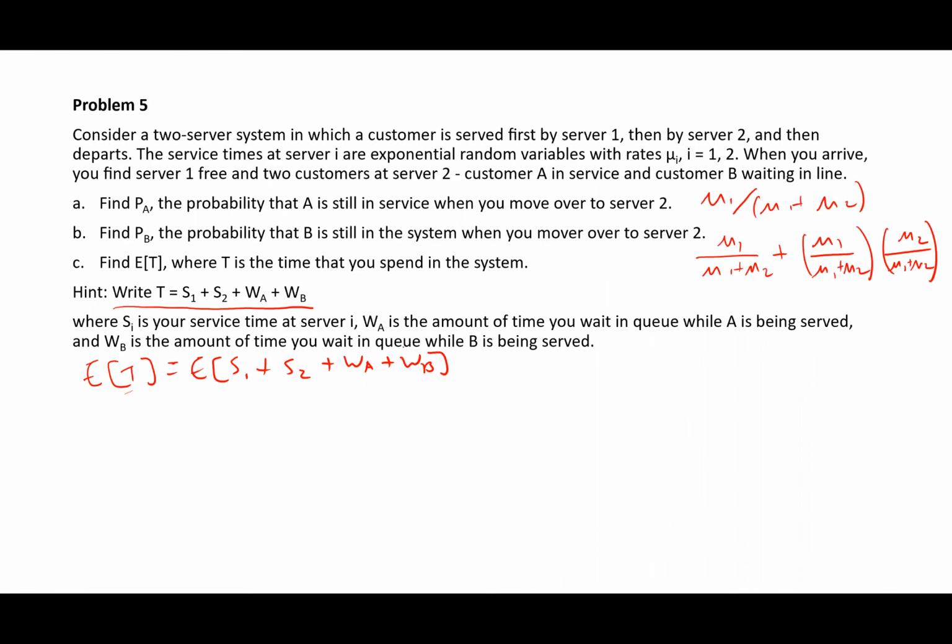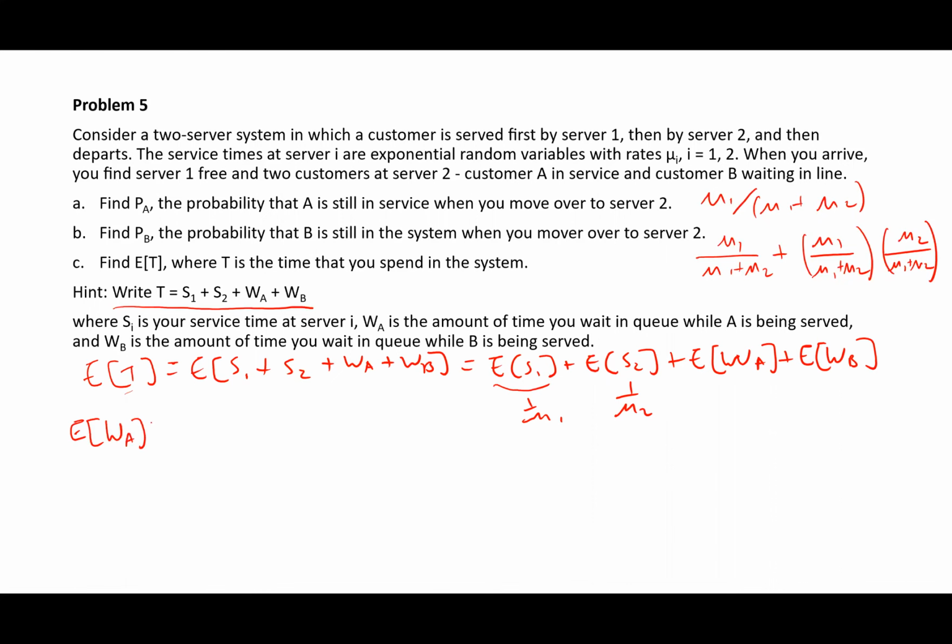I think right away you can tell what the expected value of S1 and the expected value of S2 are. That's simply asking for the expected service times at those respective servers, and those are pretty straightforward, right? This is simply 1 over mu1, and this will be 1 over mu2. Those aren't very interesting. What we have to figure out then is the expected value of WA. How long do I wait for A to finish and leave?